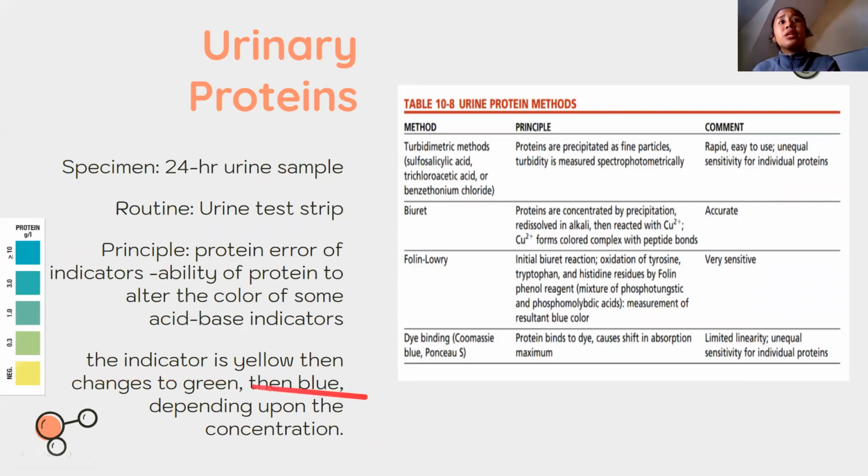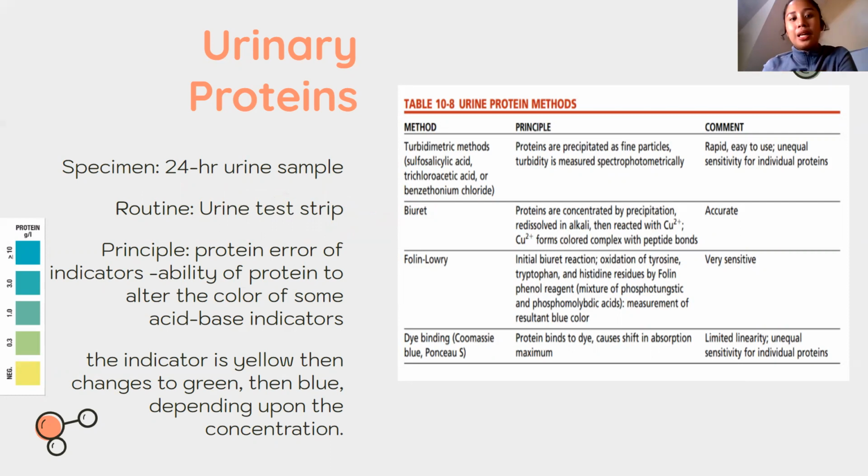Finally, we have urinary proteins. Urinary proteins are common proteins, more commonly detected compared to CSF proteins. The common specimen for urinary proteins is a 24-hour urine sample. However, we could use a random sample in the routine method. But according to Bishop, if urinary proteins are being measured, a 24-hour urine sample is preferred. The routine way of measuring urinary proteins is the urine test strip, which is studied in clinical microscopy.